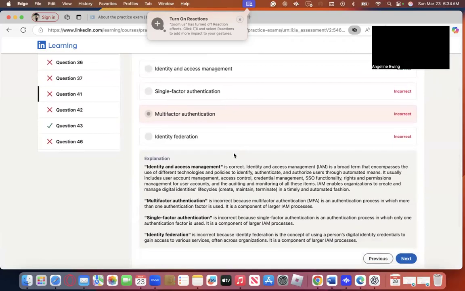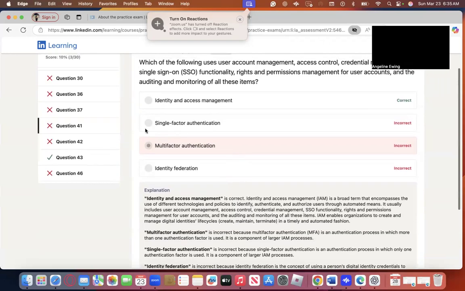Identity federation is the concept of using a person's digital identity credentials to gain access to various services, often across organizations. It is a component of a larger IAM process.